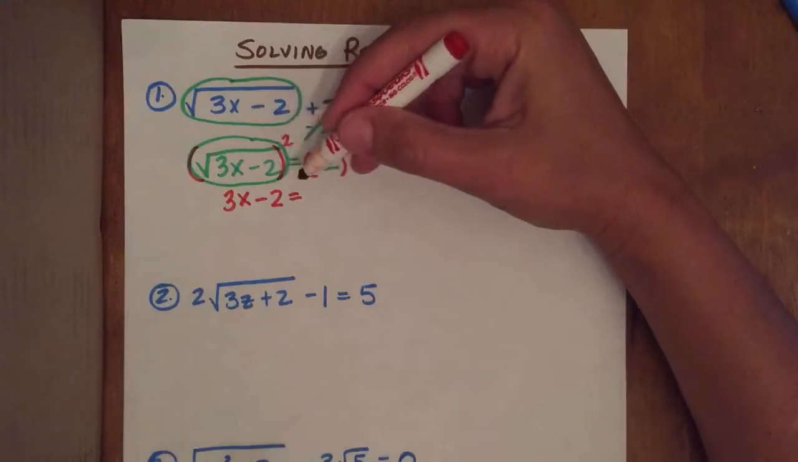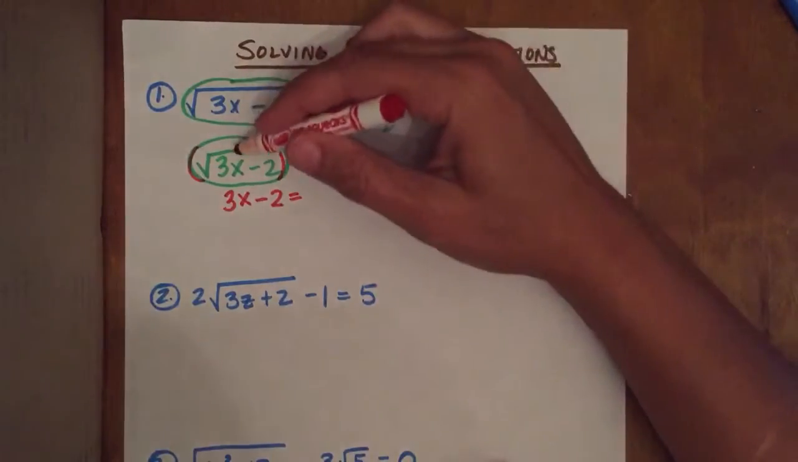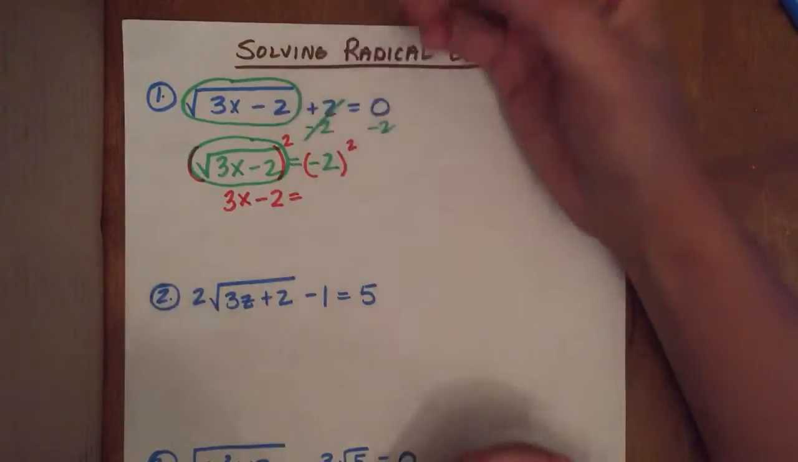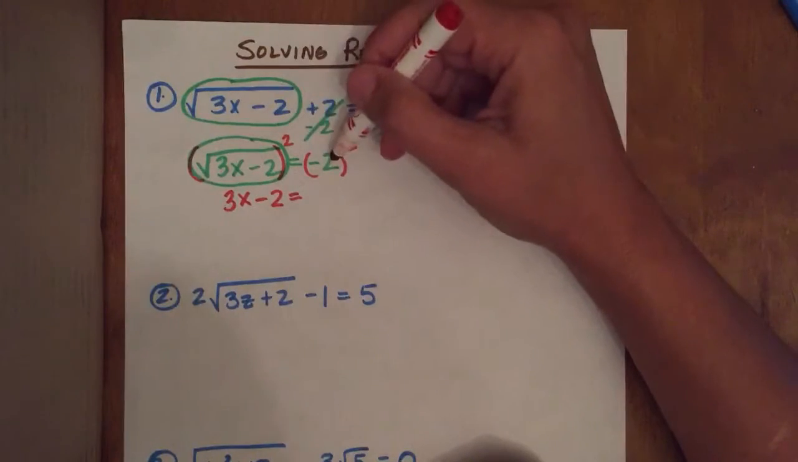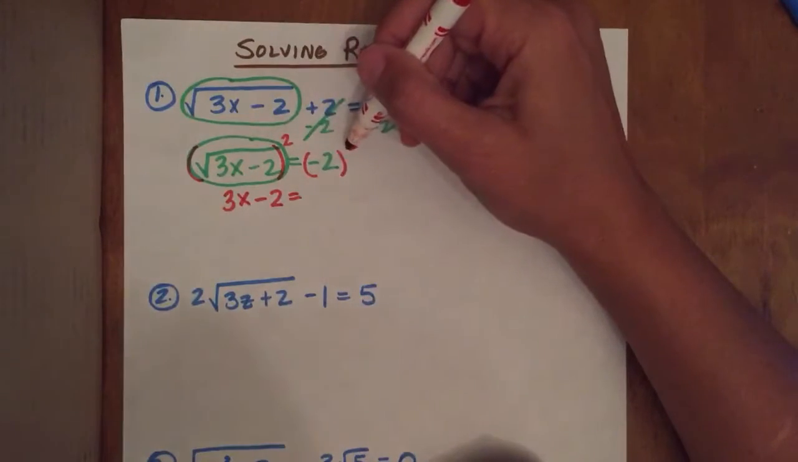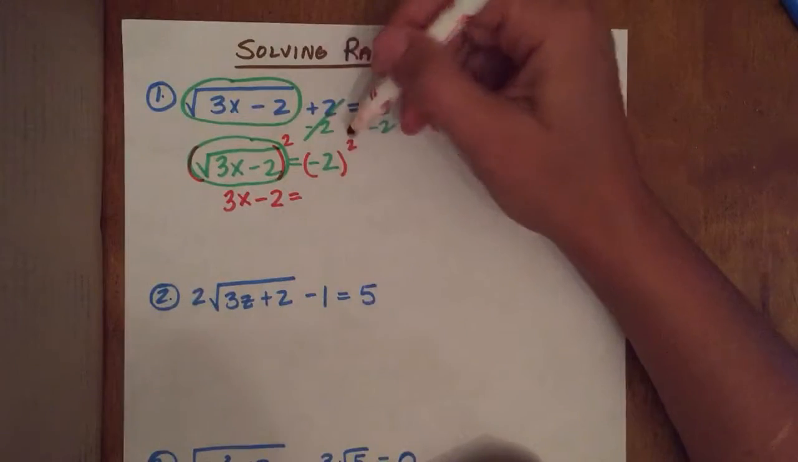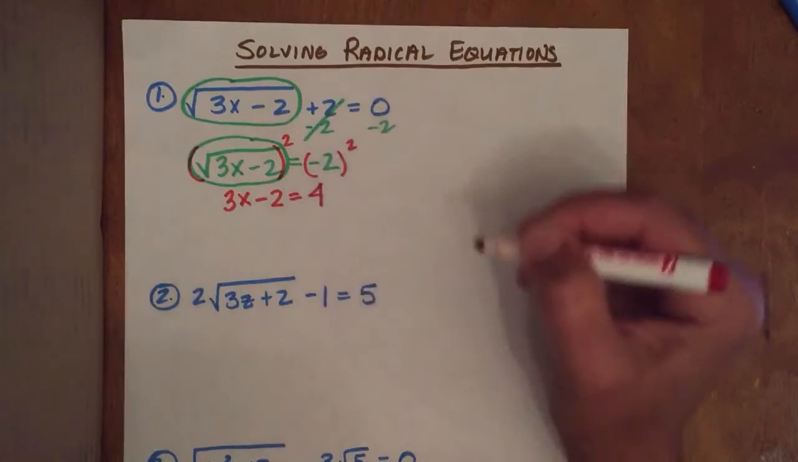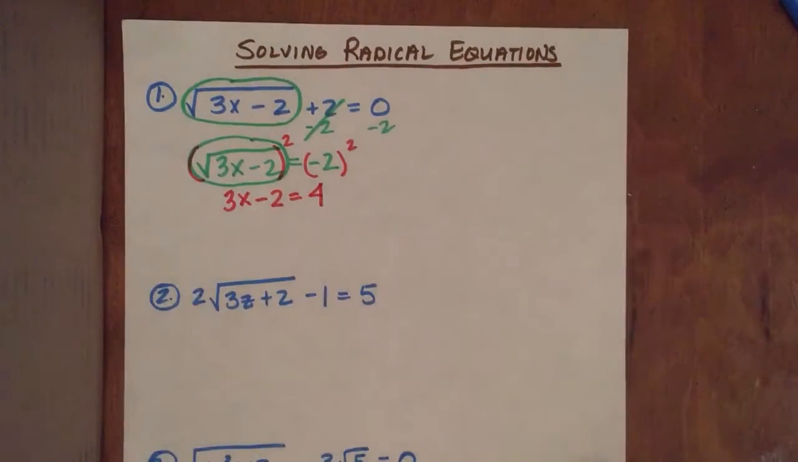Squaring a square root cancels out the radical. It gets rid of the radical for you. So here I have negative 2 squared. That's negative 2 times negative 2, which is positive 4. So now I have a more manageable equation to solve.